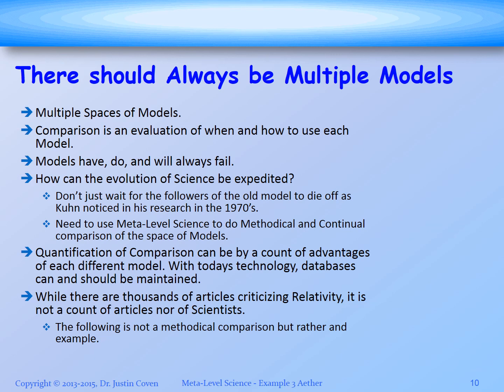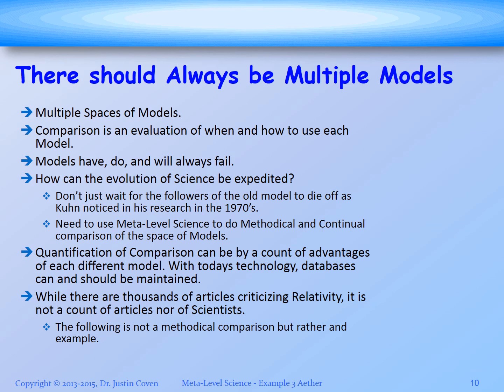How can the evolution of science be expedited? Don't just wait for the followers of an old model to die off, as Kuhn noticed in his research in the 1970s. We need to use meta-level science to do methodical and continual comparison of the space of models.